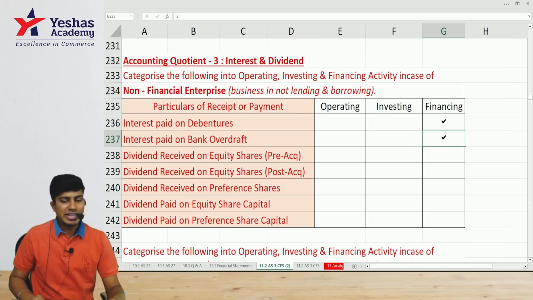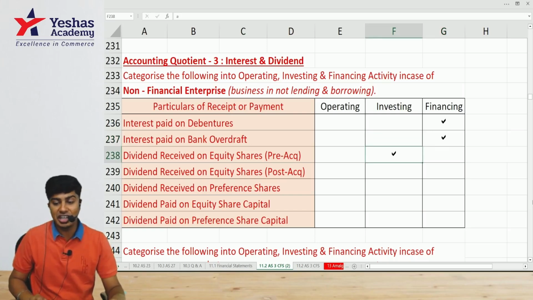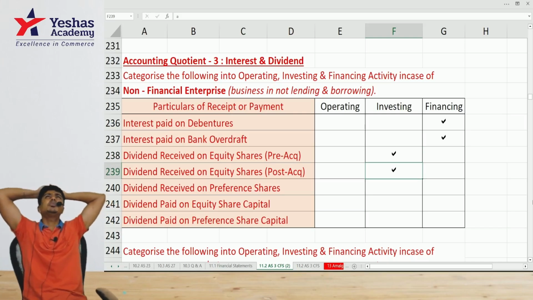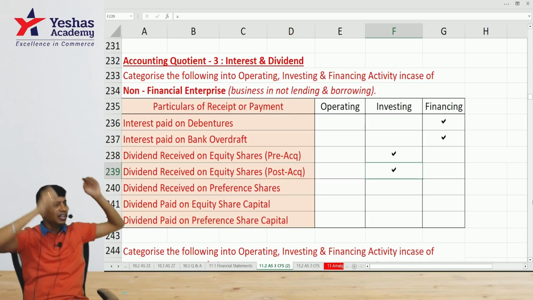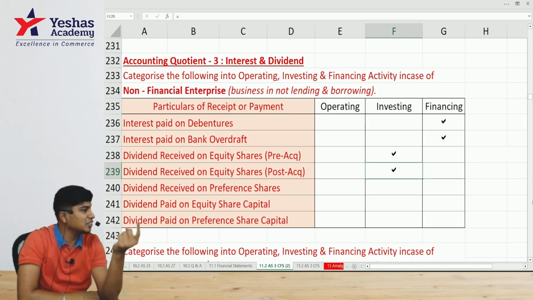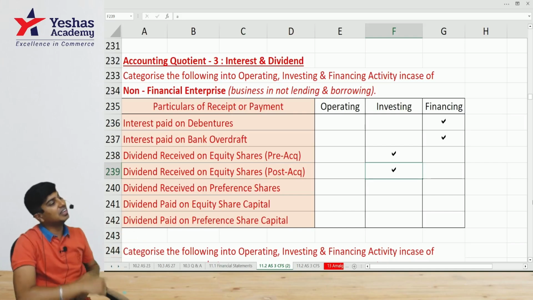What activity? Interest received is investing. Sir, pre-acquisition, still investing. Sir, post-acquisition, still investing. Sir, but I somehow remember somewhere in AS-13 you are telling something about pre-acquisition, post-acquisition. If it is pre-acquisition dividend received, it was adjusted from the cost of the asset. If it was post-acquisition dividend received, it was written in the dividend column.